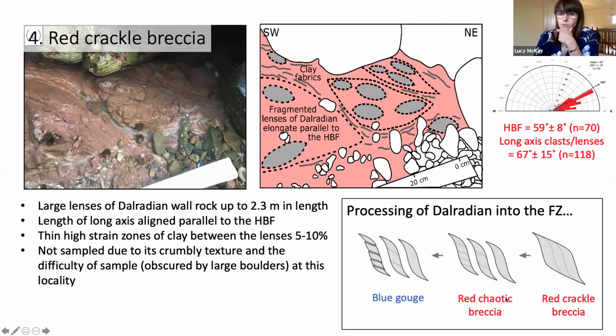So the last of these fault core units is what we call a red cataclasite breccia. And this unit consists of large lenses of the Dalradian wall rock up to 2.3 meters in length in places. And the long axis of these clasts are aligned parallel to the Highland boundary fault.